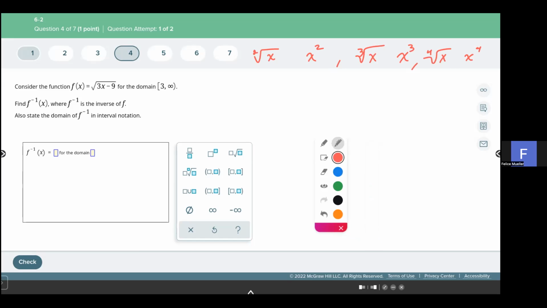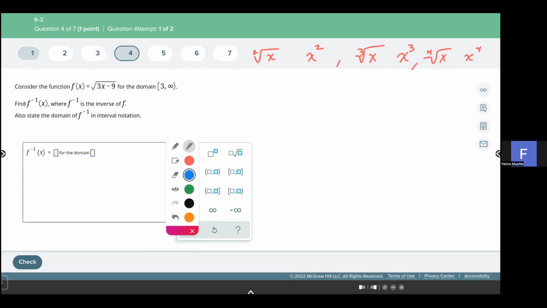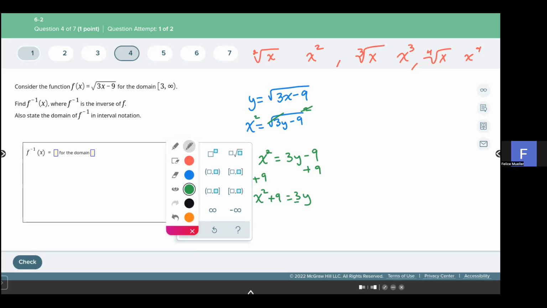So we're going to start with writing our inverse function. I'm going to write y equals the square root of 3x minus 9, switch x and y, and solve for y. My first step is actually to square both sides. When we do that, the radical and the exponent cancel out. So we have x squared equals 3y minus 9. I'm then going to add 9 to both sides, and then we're going to divide everything by 3.